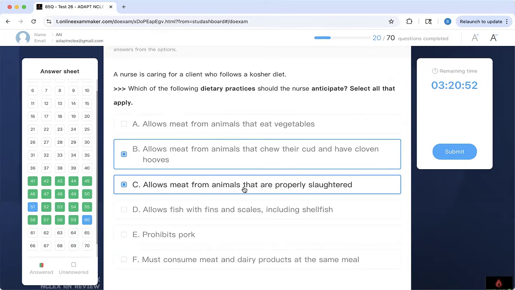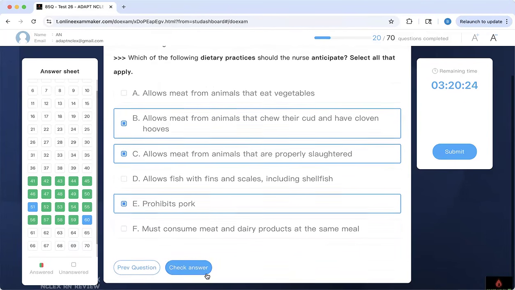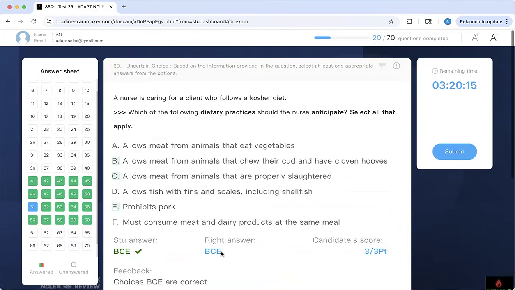So that's that one. Allow fish with fins and scales, including shellfish. Is that what they do? The fish that they allow should have fins and scales, but not shellfish. Therefore, this is wrong. They don't like pork. And meat and dairy products should not be eaten at the same time. So they should separate the meat and the dairy product from the animal. And therefore, that's the right answer.